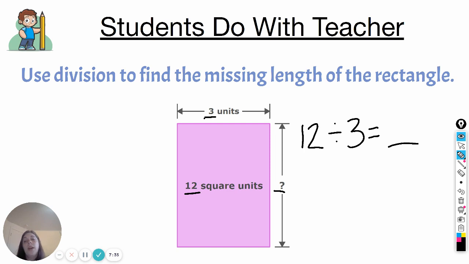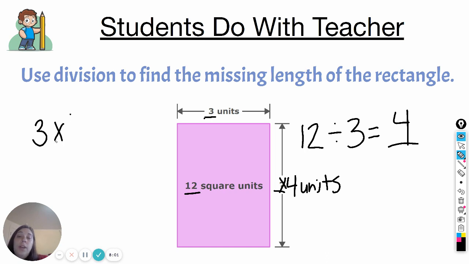Okay, you should have counted by 3s, so you got to 12. 3, 6, 9, 12. We had to skip count 4 times. So our missing side length is 4 units long. Now that we've solved that, another equation that we could write for this rectangle is the sides 3 times 4, which gives us our area of 12.